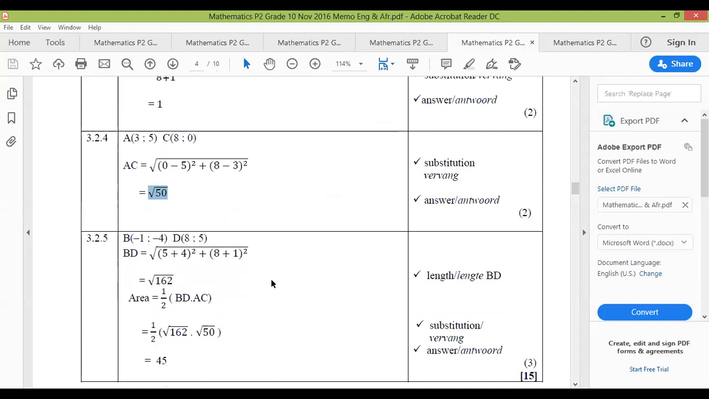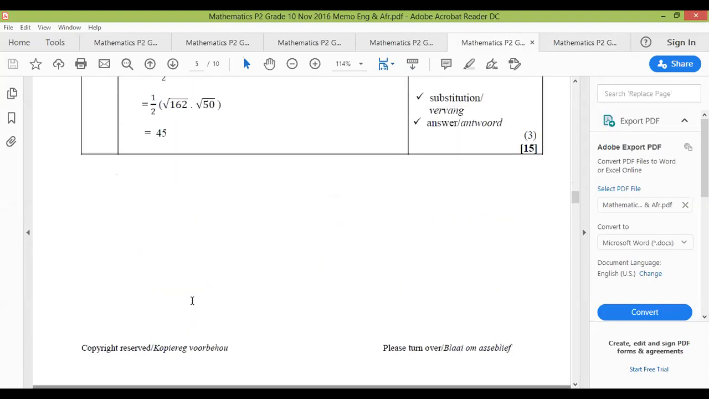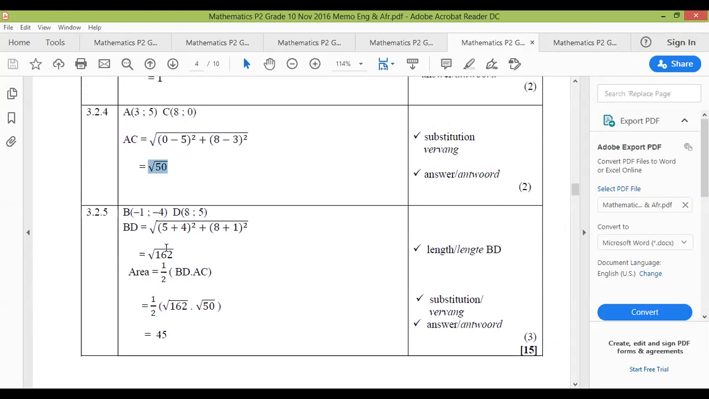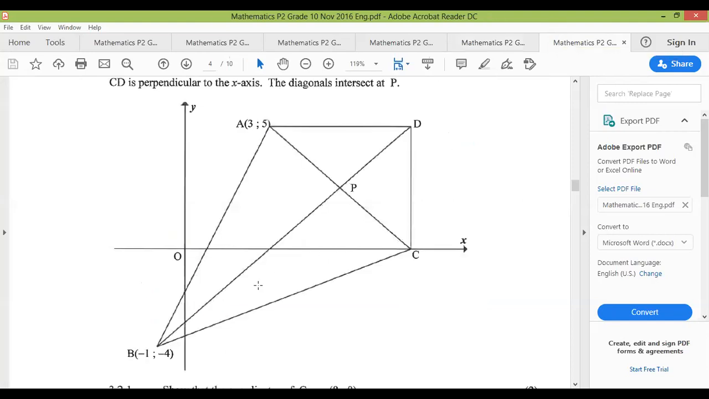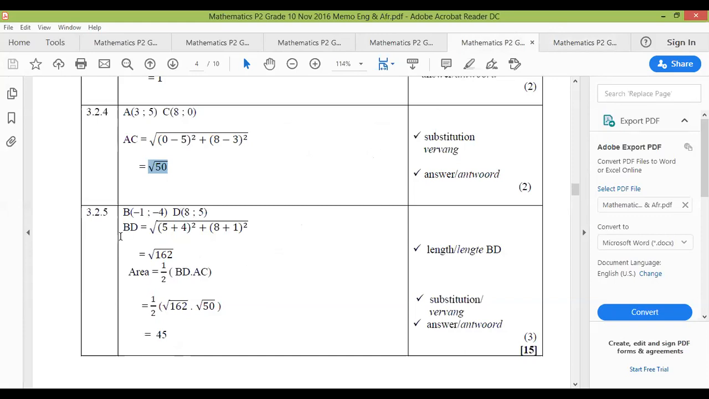So basically here, they calculated the BD length, it was not given. So basically they've calculated the length of BD. And the length of AC was calculated. So they said multiply BD by AC, half, basically, right? But first they had to get the length of BD and it's square root of 162. Then the area is half BD times AC, basically, right?